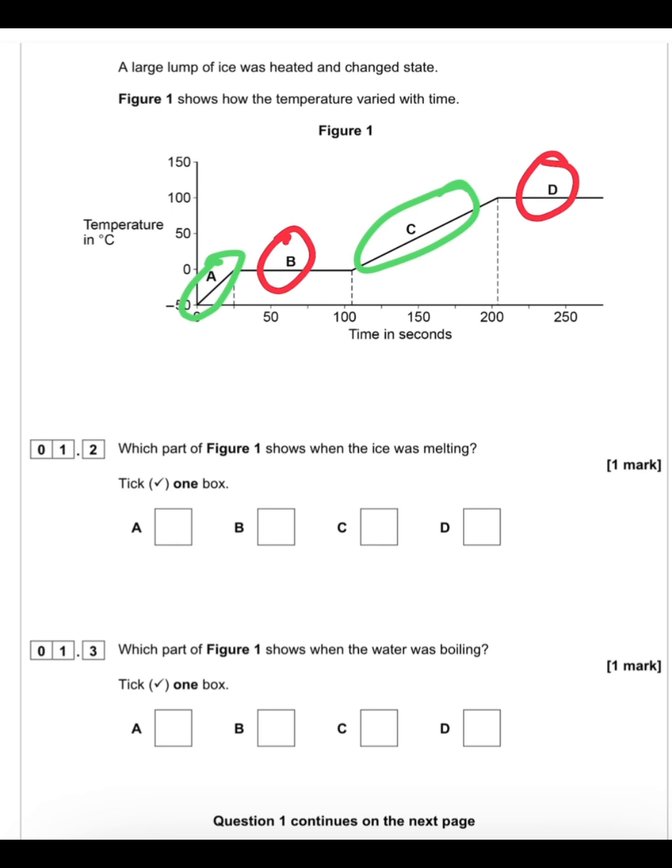Now the question is asking me which part shows melting. So I know it's a change of state. It's either B or D, and B is happening at 0 degrees Celsius. So melting fits with that. I'm going to go ahead and tick box B.